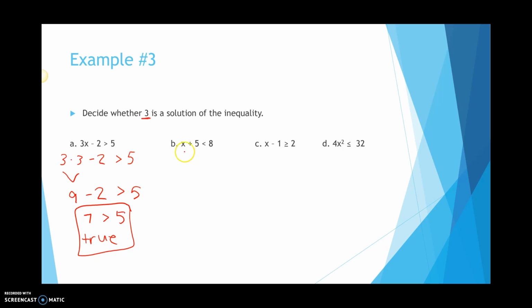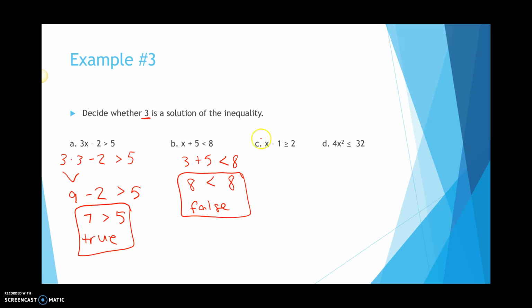For B, let's plug in 3 for x. 3 plus 5. Is that less than 8? Well, 3 plus 5 is 8. Is 8 less than 8? Well, it doesn't have the equal to sign. So this is actually going to be false because actually 8 equals 8. If this said 8 was less than or equal to 8, then we could say that's true, but it's just saying less, so this is false.